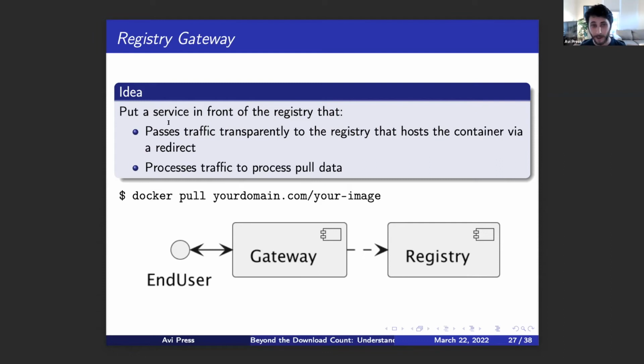It's still the exact same thing from your user's perspective. Instead of giving them docker pull your image, they're going to start pulling it from one of your domains, the domain of this gateway. And as far as the user is concerned, you've basically stood up your own registry. But in fact, they're actually pulling it from the same place they've been pulling, but via your gateway.